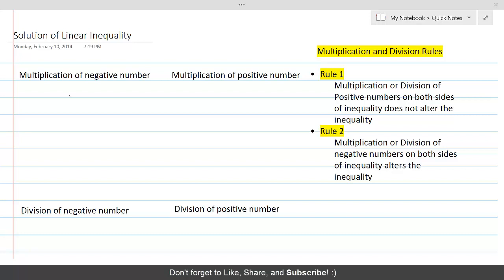Solution of linear inequalities. In this lesson, we are going to study multiplication and division rules for solving linear inequalities. Rule number 1: whenever we multiply or divide a positive number on both sides of a linear inequality, the inequality does not change its direction. It stays the same. Rule number 2: if we multiply or divide a negative number on both sides of a linear inequality, the inequality alters its direction. The smaller becomes greater, greater becomes smaller.